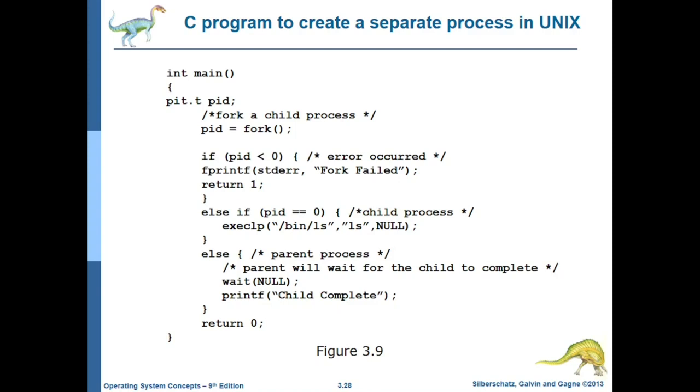If fork returns a positive value, it means it is the parent process. The parent process then calls wait with NULL to wait for the child process to terminate. The wait system call blocks the parent until any of its children have finished. The argument NULL means that the parent does not care about the exit status of the child. So after wait returns, the parent prints child complete and returns 0.